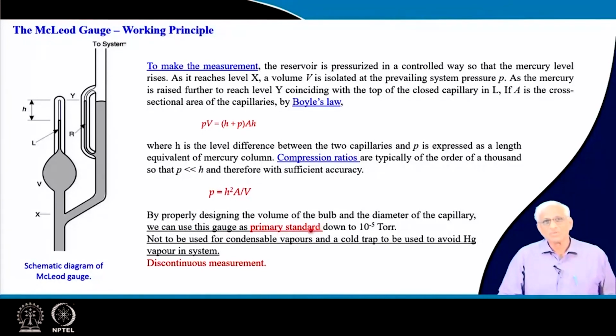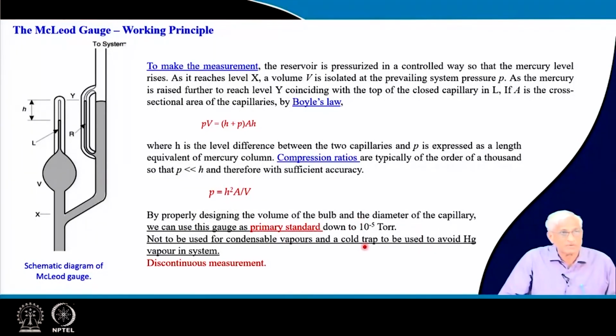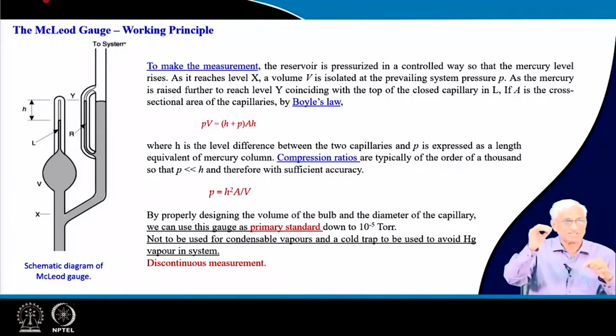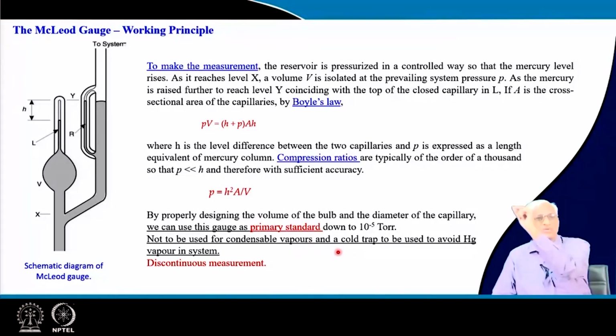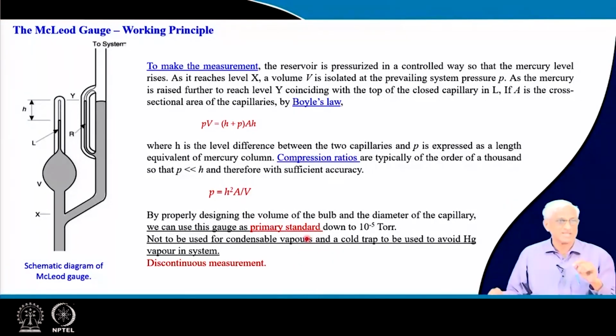Okay. So, by making the volume of the bulb quite big and by properly making very high quality capillaries, etc., this sort of instrument can be used right down to 10 power minus 5 torr using Boyle's law and the pressure difference concept. But this is a discontinuous measurement, that is the thing. But anyway, at various fixed points you can measure that pressure and plot it on the x-axis.